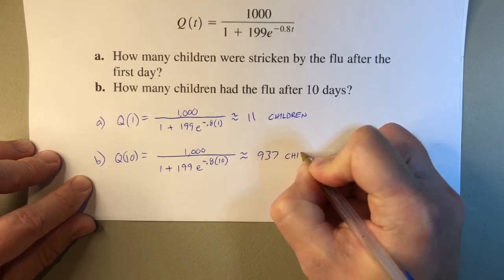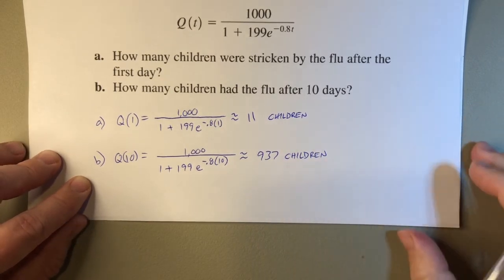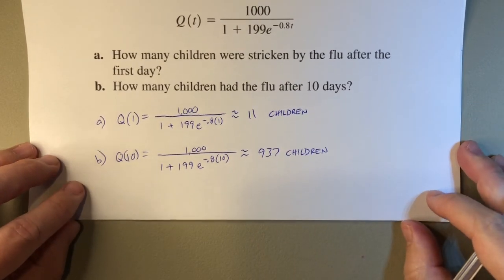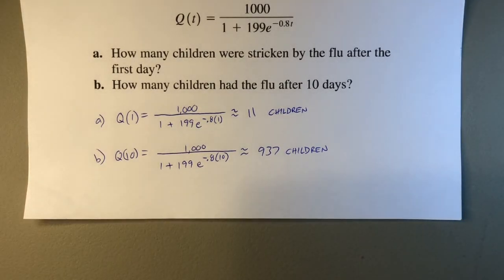937 children. So apparently this is why they want us to wear masks and stay 6 feet apart, et cetera. Fun times. Anyway, that wraps up section 3.3 and also what we're going to look at in chapter 3.